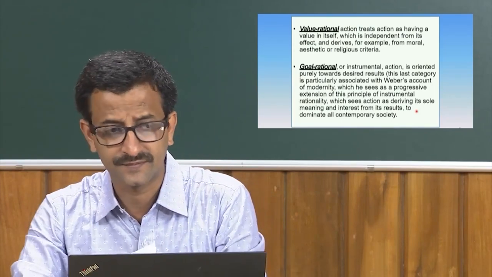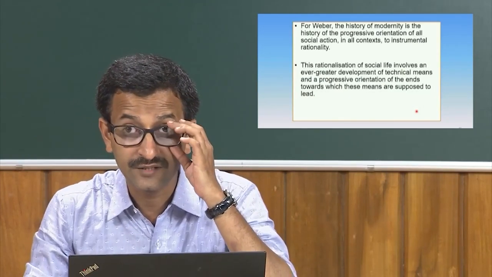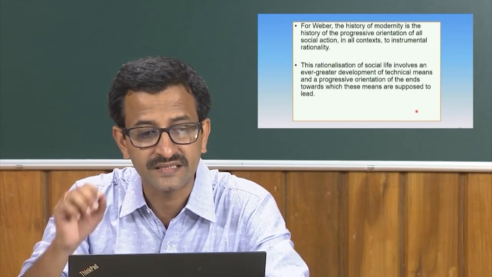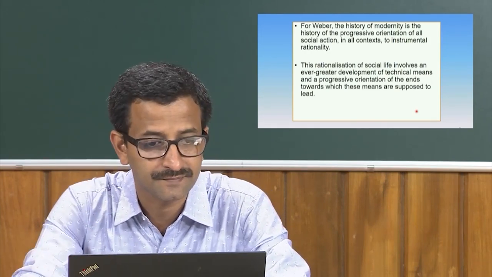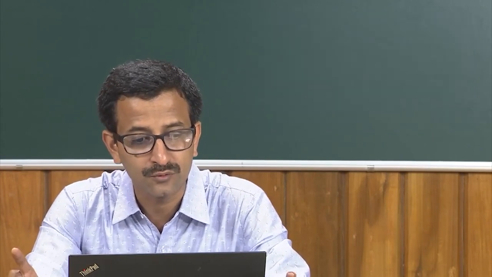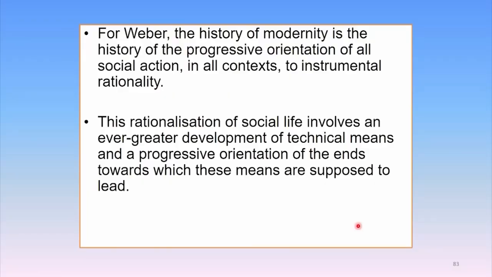For Weber, the history of modernity is the history of the progressive orientation of all social action in all contexts to instrumental rationality. And this rationalization of social life involves an ever greater development of technical means and a progressive orientation of the ends towards which these means are supposed to lead.